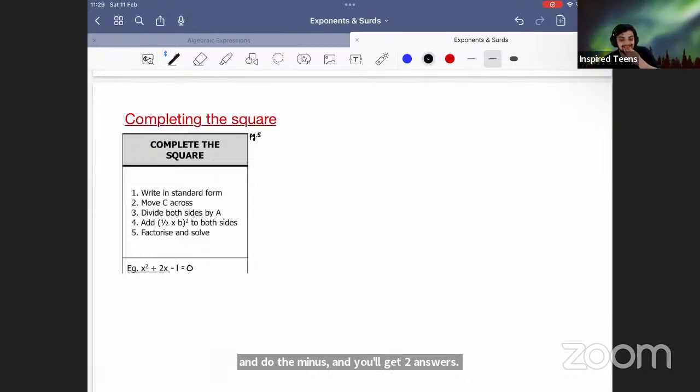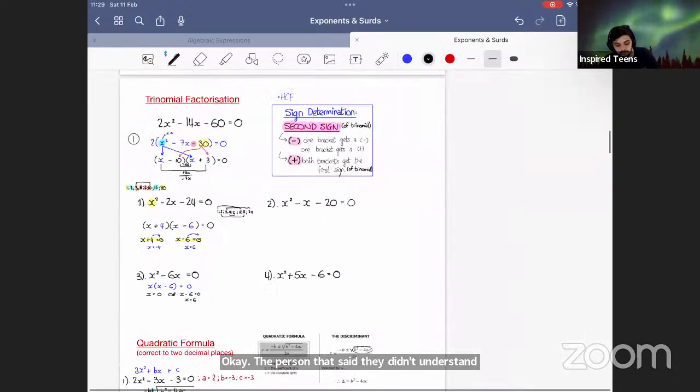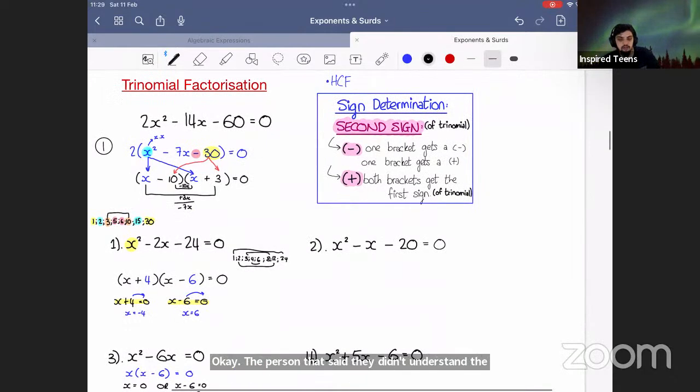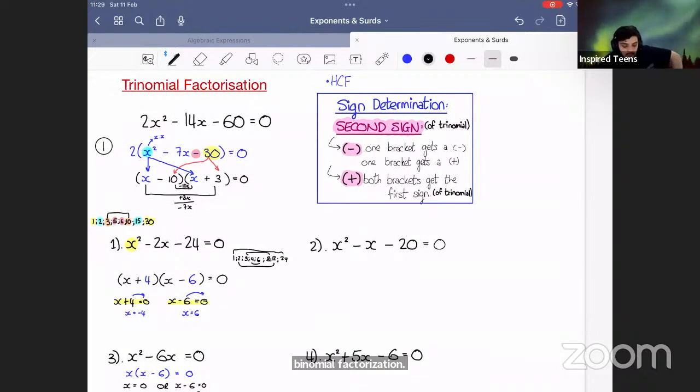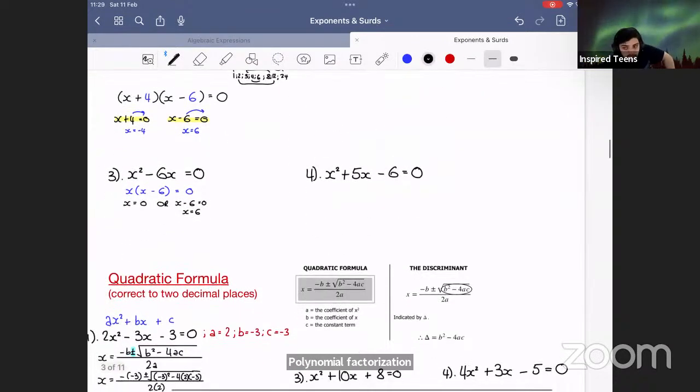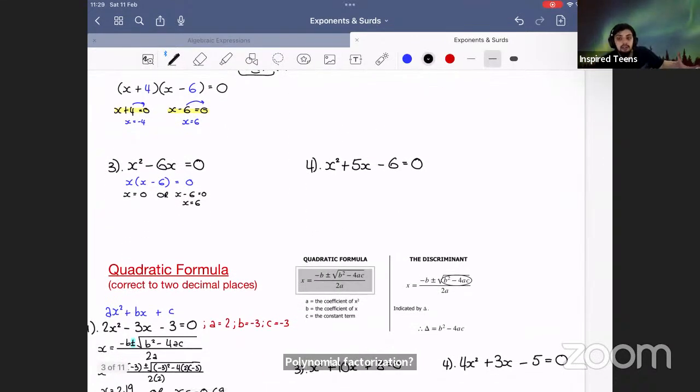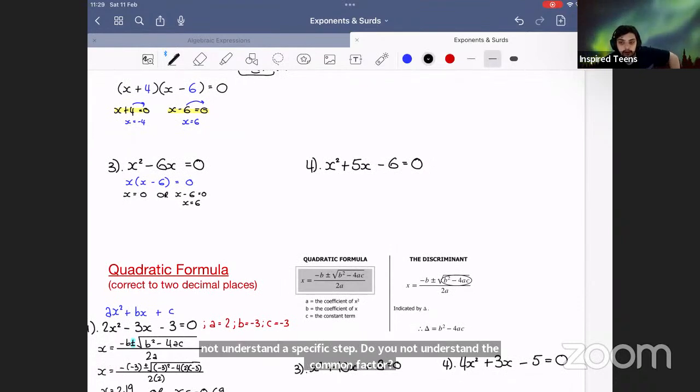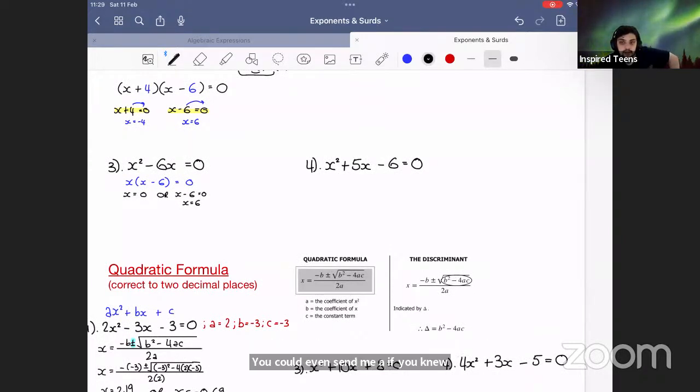The person that said they didn't understand the trinomial factorization, could you please specify? Do you not understand trinomial factorization? Do you not understand a specific step? Do you not understand the common factor? You could even send me a Q&A. Nobody else will see the question if you don't want anyone to see it.